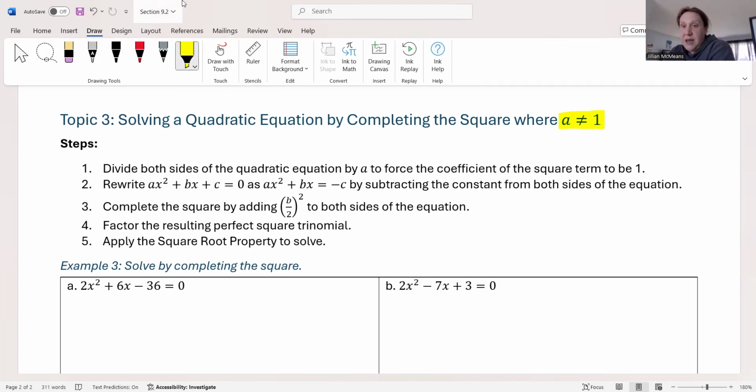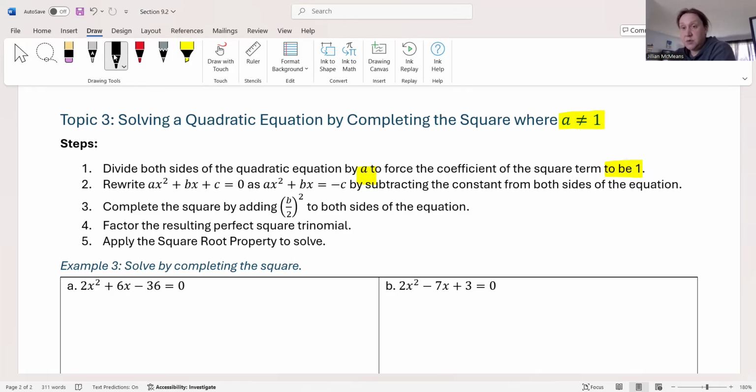So the steps here, we have an extra step. First thing we have to do is divide both sides of the equation by a to force the coefficient to be 1. So we have to force the coefficient of the square term to be 1. And the issue with this, it's not necessarily a hard step at all. The issue is it can sometimes create fractions, and fractions are just more complicated to work with. That's all.